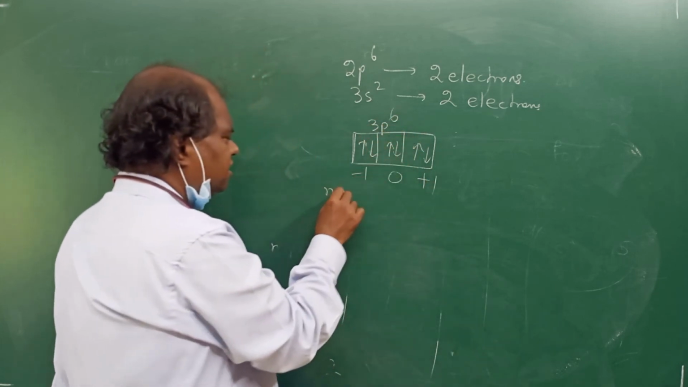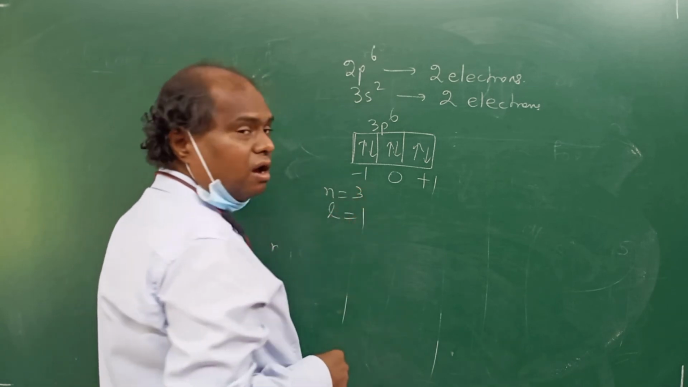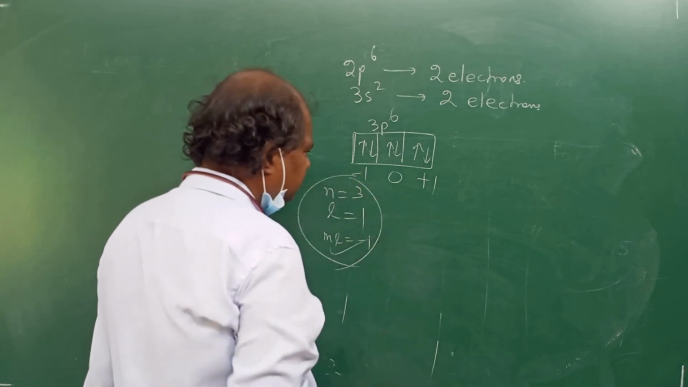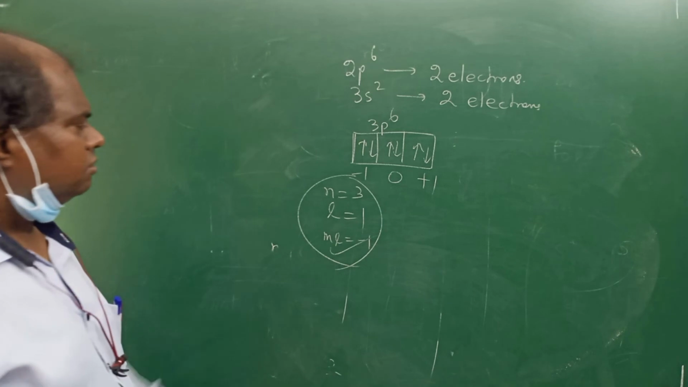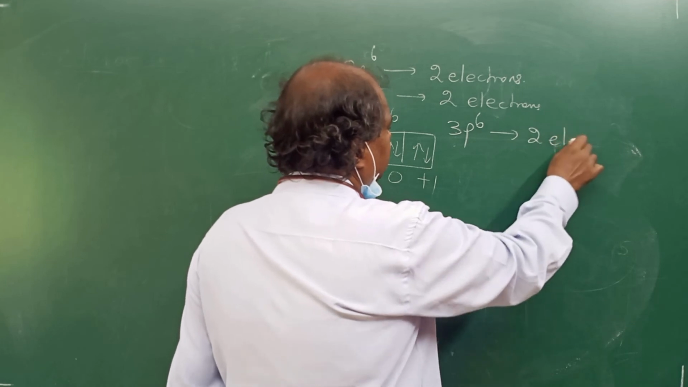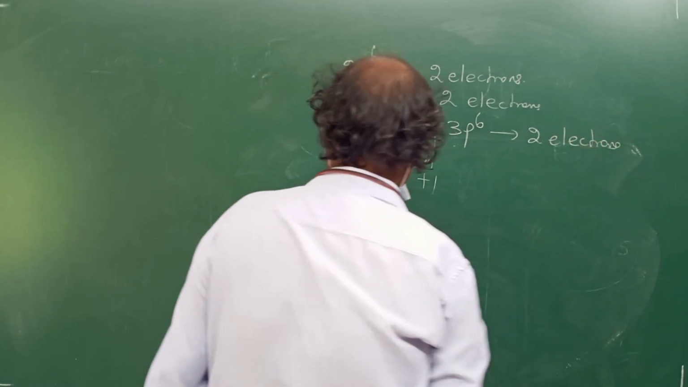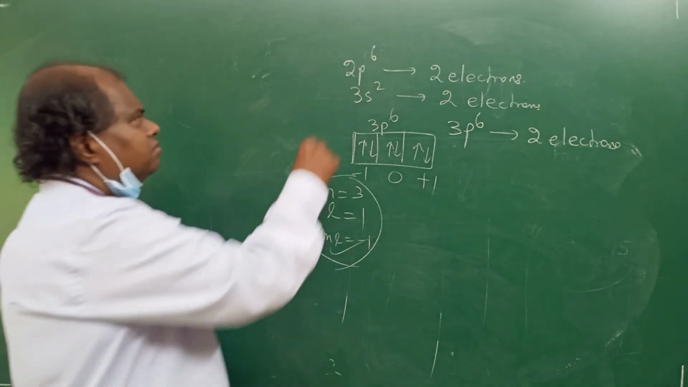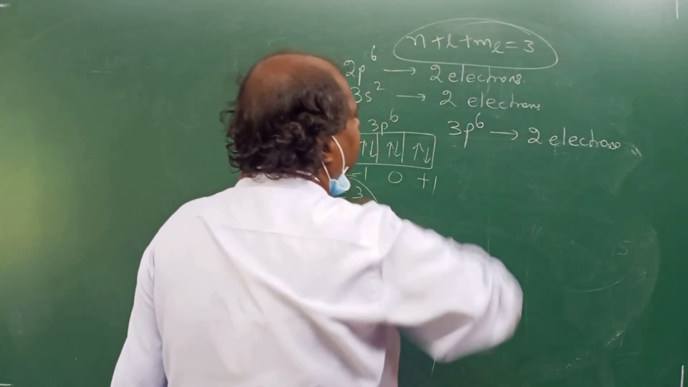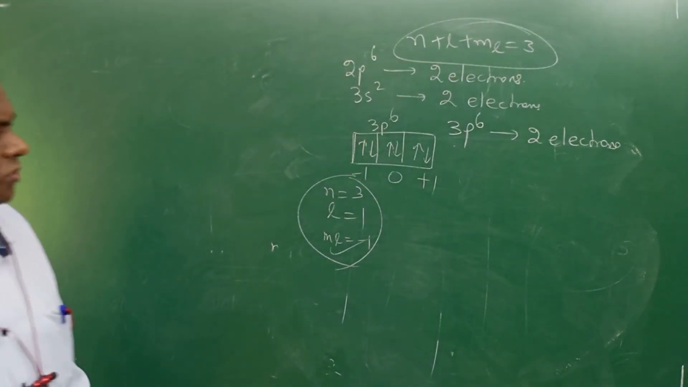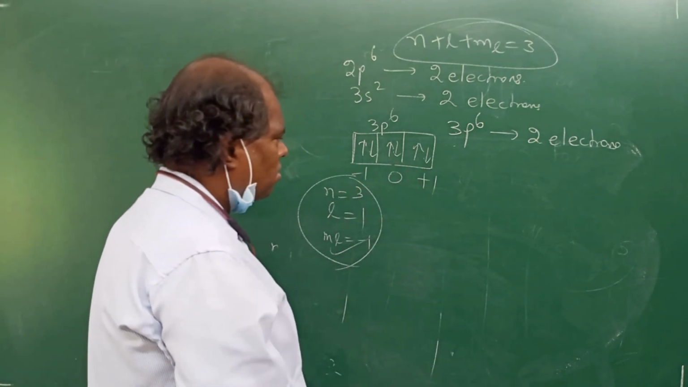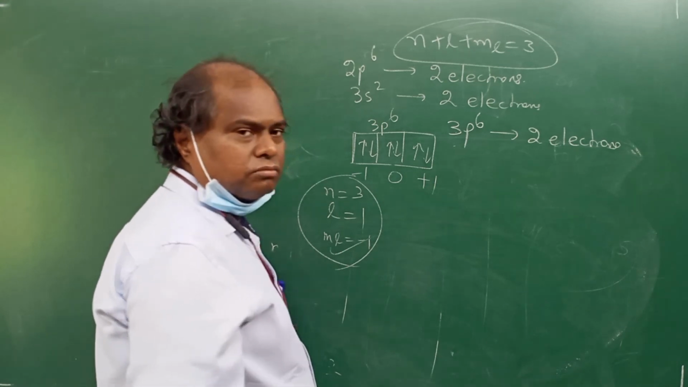3p6. So what is n value? 3. What is L value? 1. And what is ml value here? Minus 1, right? So for this, I think, students, you will get 3. Just check it out. So for 3p6 you will get 2 electrons. Is that clear? Basically we are discussing n plus L plus ml is equal to 3 I should get, right? So 3p6 you will get. Students, you will not get here, you can check it out. Clear? Fine.